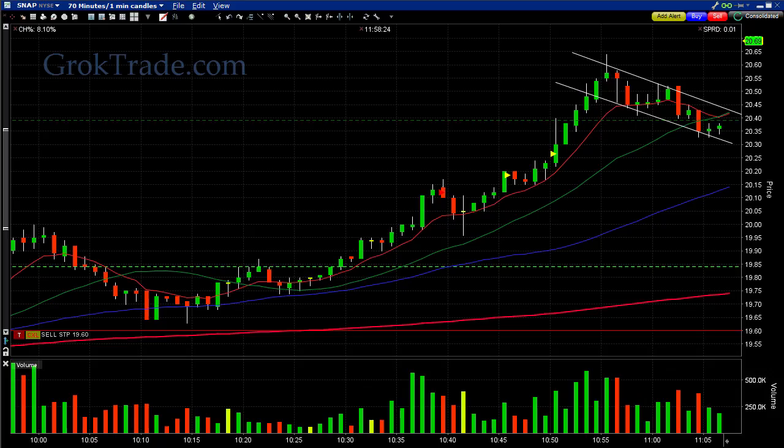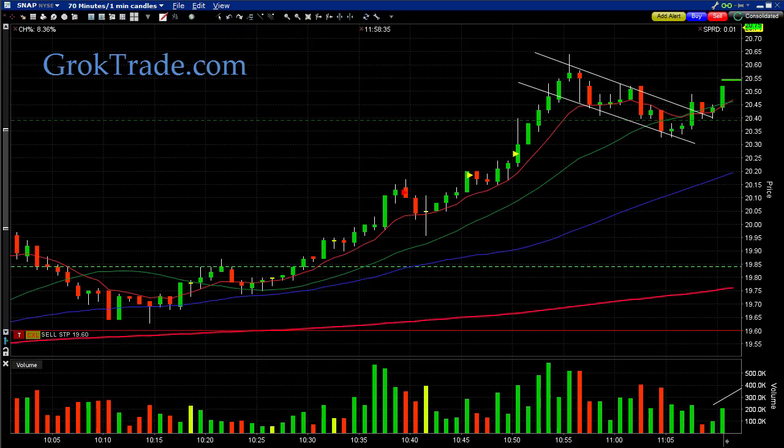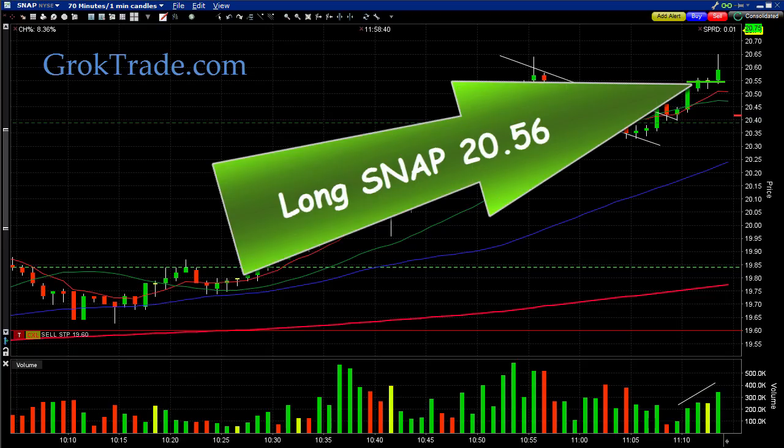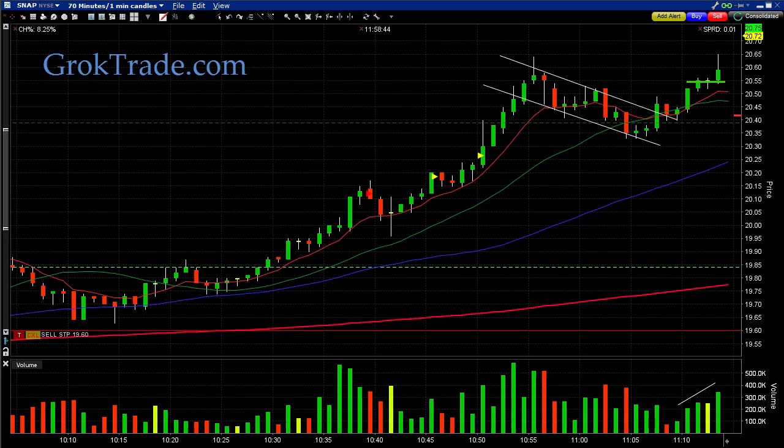So let's take a look here at what was happening on Snap. It ran up, coming back in a parallel channel. Set my trade up here. Let the market come to me. Let's see what happened next. Boom, there we go, and it popped up, and I am now in here. I am long here at $20.56. We are long here on Snap.